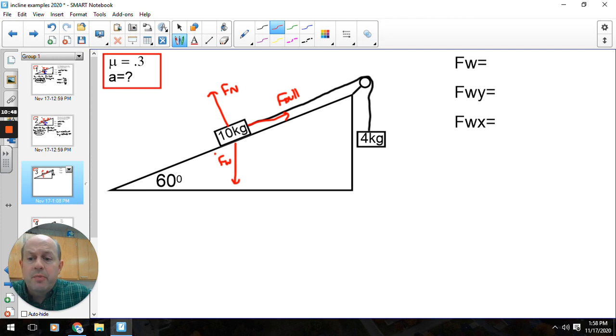So here's where we have to make a choice. Do you think this is going to slide down, or do you think that 4 kilogram mass is going to pull this up? It's really not a huge deal if you choose wrong. It's a pretty quick and easy fix. But let's go ahead and say this is probably going to slide down. If that's the case, then our friction will be up as well. Let's break our force weight into the y and the x.